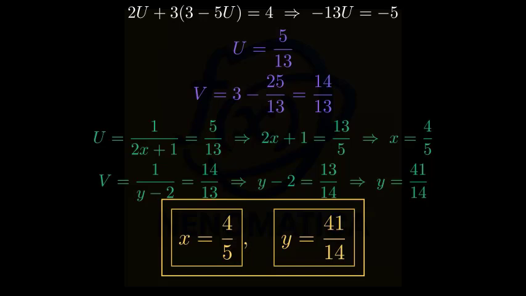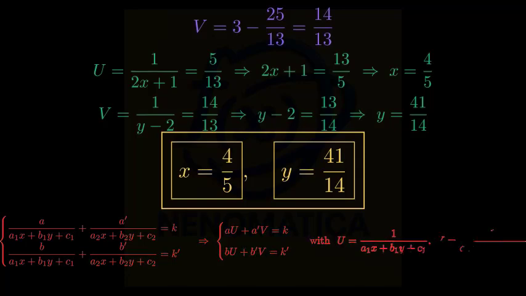The important idea was to set u and v equal to the reciprocals of the linear denominators, which turns the system into a simple linear pair. This method generalizes. For any system where each term is a constant divided by a linear expression, define new variables as the reciprocals of those linear expressions. You immediately obtain a linear system in the new variables. Solve it, and then invert to recover x and y.